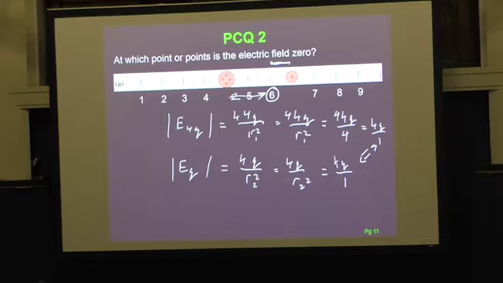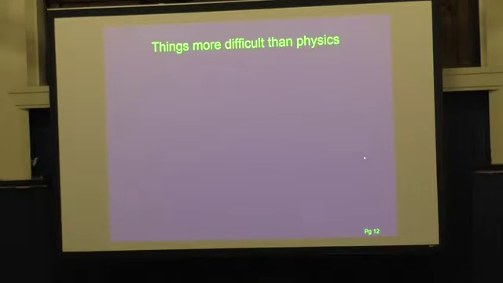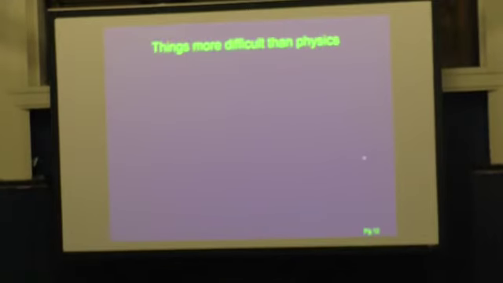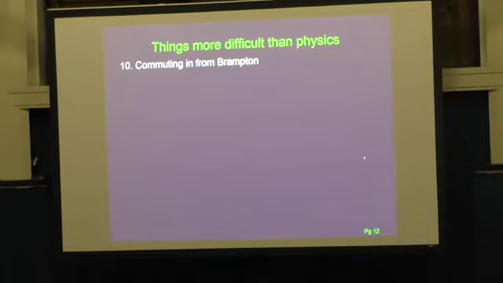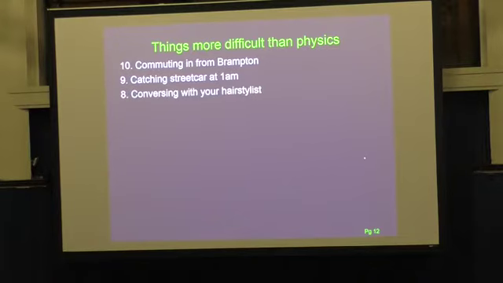All right. Okay, so let's take a little break. Here's just a little list of things that are more difficult than physics. Because I know right now maybe you're thinking there's not that many things that are like that. But you guys actually do a lot of things. So here's the first one, commuting in from far away, especially in January. That's really, I think, more difficult than physics. Catching a streetcar at 1 a.m., everyone had to do that before. That can be tricky. Conversing with your hairstylist. I have a lot of trouble with this myself.